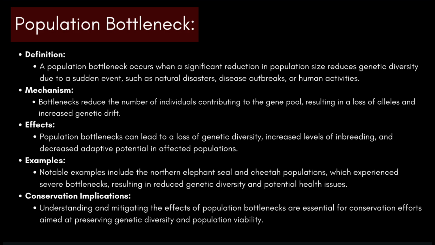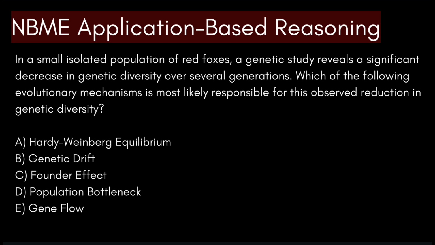Let's go ahead and move on. So we have an NBME style question here. In a small isolated population of red foxes, a genetic study reveals a significant decrease in genetic diversity over several generations. Which of the following evolutionary mechanisms is most likely responsible for this observed reduction in genetic diversity?